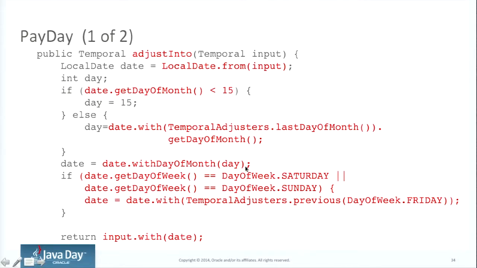But we need to verify if any of those dates is actually a Saturday or Sunday. If so, from that date I want to adjust to the previous Friday, and then return it.